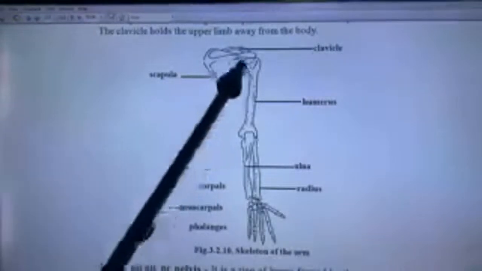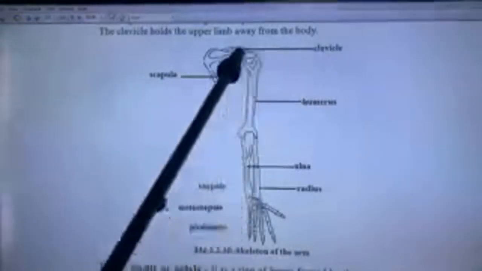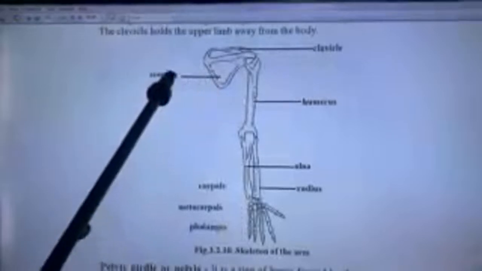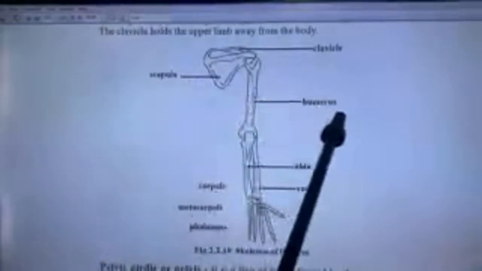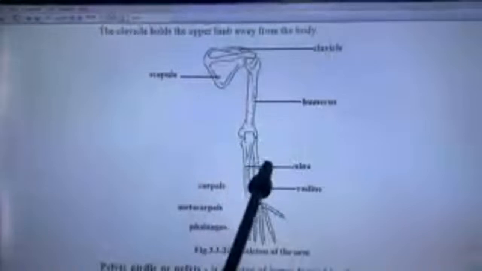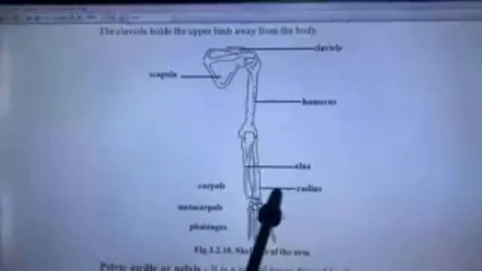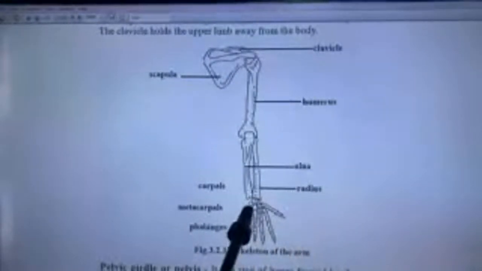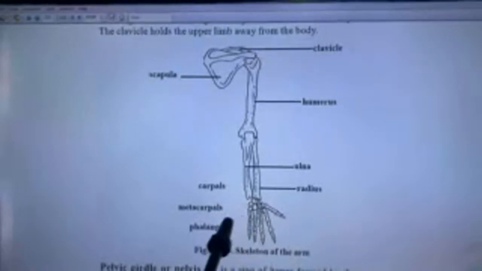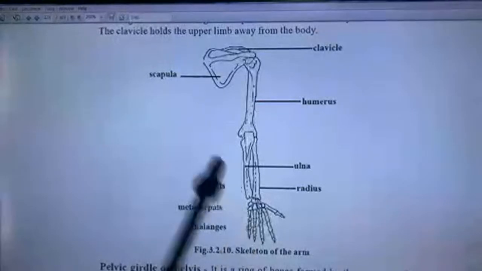Skeleton of arm: clavicle, scapula, humerus, ulna, radius, carpals, metacarpals, phalanges.